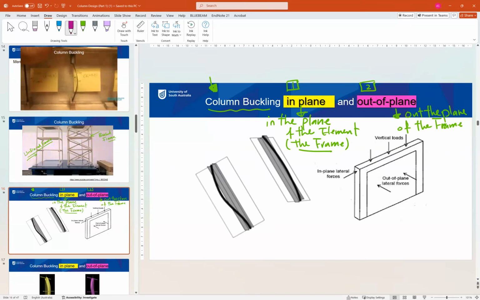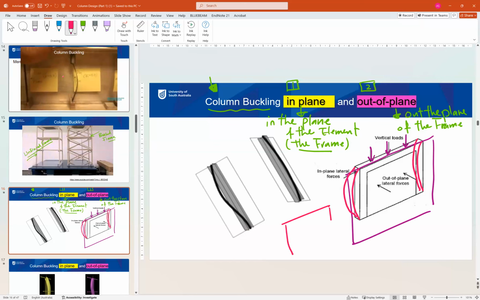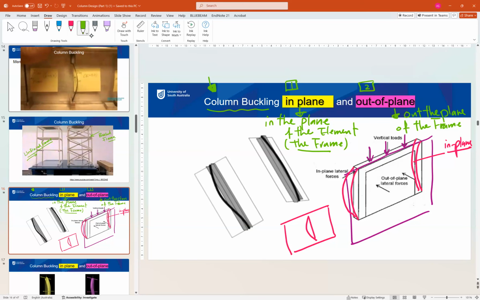So for example here, this is our column, a long column. So we have load applied on the column. So if this is the plane of the column, okay? If the column buckles in this direction, or this direction, this movement is in plane. So it is in the plane of the frame. But if we have another movement in this direction, this means that the buckling happens out of plane. So this is out of plane buckling.